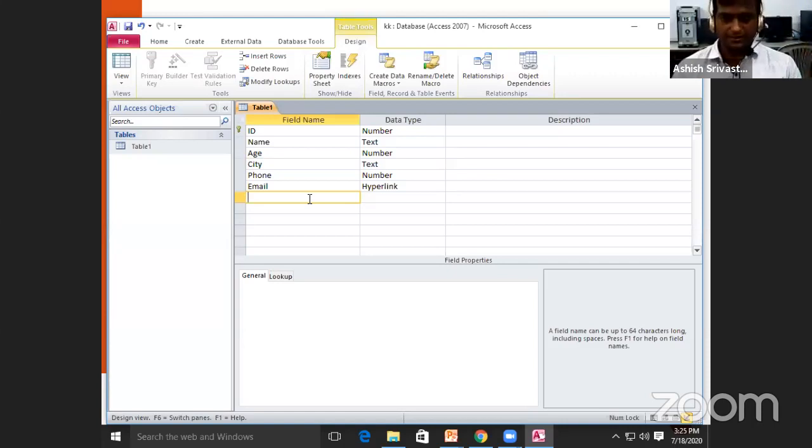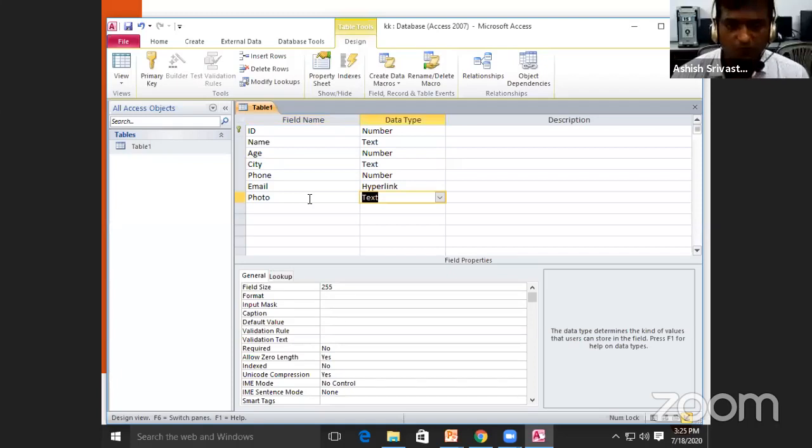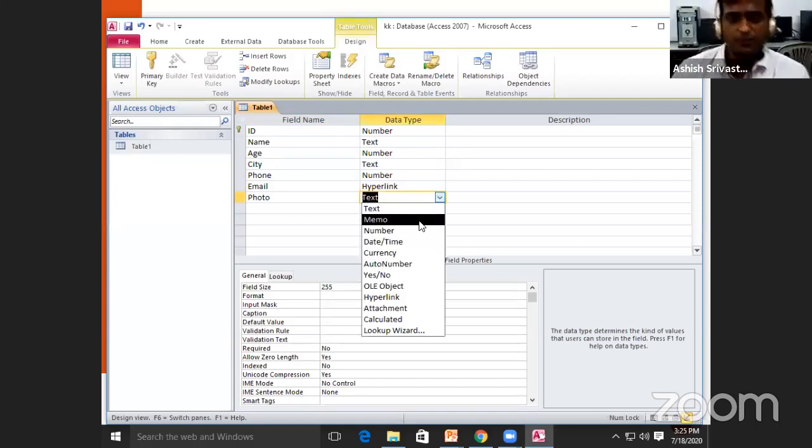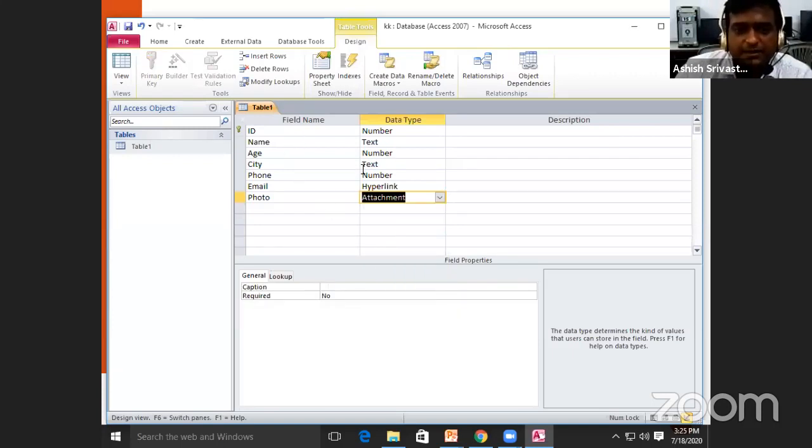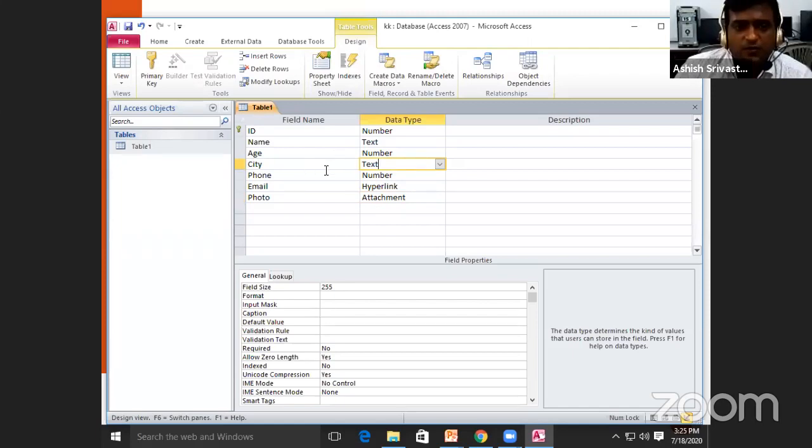Next, suppose that मैं यहाँ पर एक और भी कॉलम रखना चाहता हूँ, फोटो। तो फोटो के लिए यहाँ पर मैं जो डेटा टाइप सेलेक्ट करूँगा, that is attachment. तो इस तरीके से एक टेबल हमने डिज़ाइन कर दिया, जहाँ पर 1 2 3 4 5 6 कॉलम हैं, और 6 कॉलम्स के रिगार्डिंग यहाँ पर डिफरेंट डेटा टाइप्स हैं। फिर after designing this table we have to input the data, we have to enter the data.